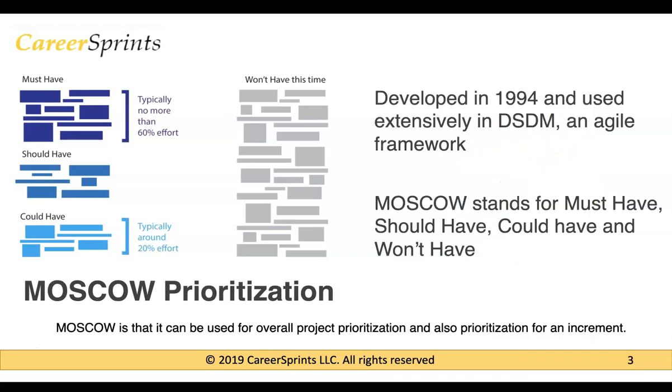But let's start with the Moscow prioritization technique and then go on to analyze Kano's strengths. So let's first talk about Moscow and its backstory. Moscow was a technique that was developed in 1994 and was extensively used in DSDM, which is basically Dynamic System Development Methods and Agile Framework. Moscow is an abbreviation that stands for must have, should have, could have, and won't have.